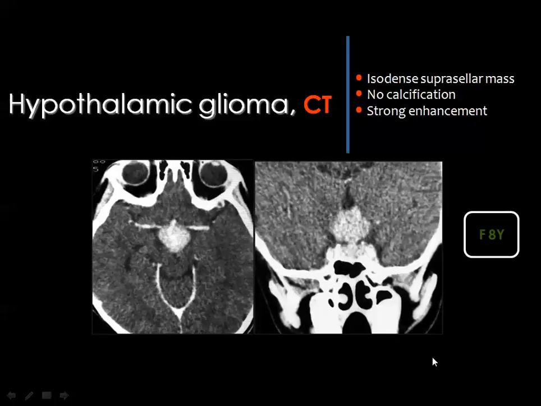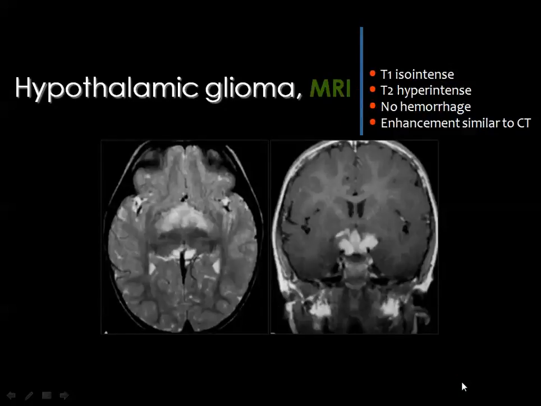Then, if you see a lesion in the suprasellar area showing almost homogeneous contrast enhancement in a child with no evidence of calcification, then you may think of hypothalamic glioma. And this is an example. In MRI, the lesion will show isointense signal in the T1, high signal in the T2 weighted images. The lesion does not contain hemorrhage, and it will show enhancement, either homogeneous or heterogeneous.